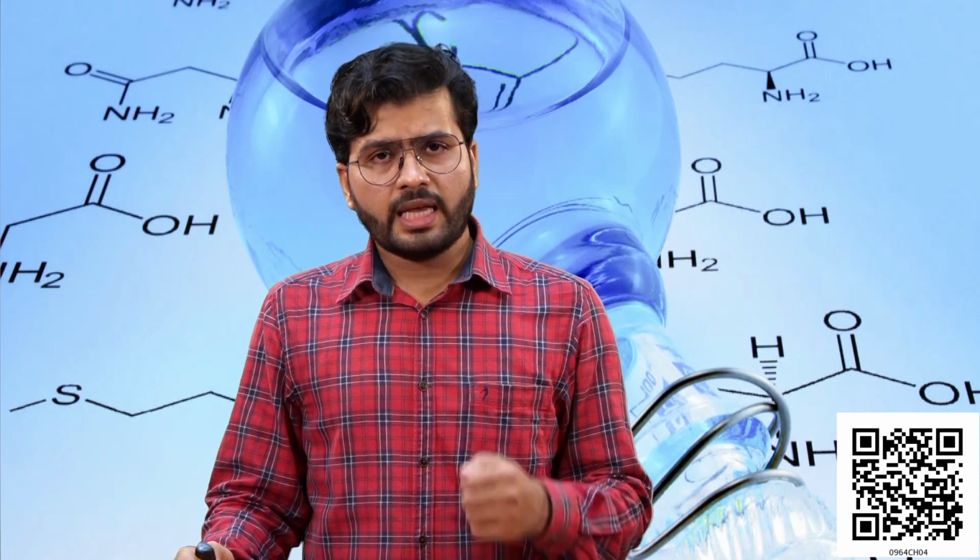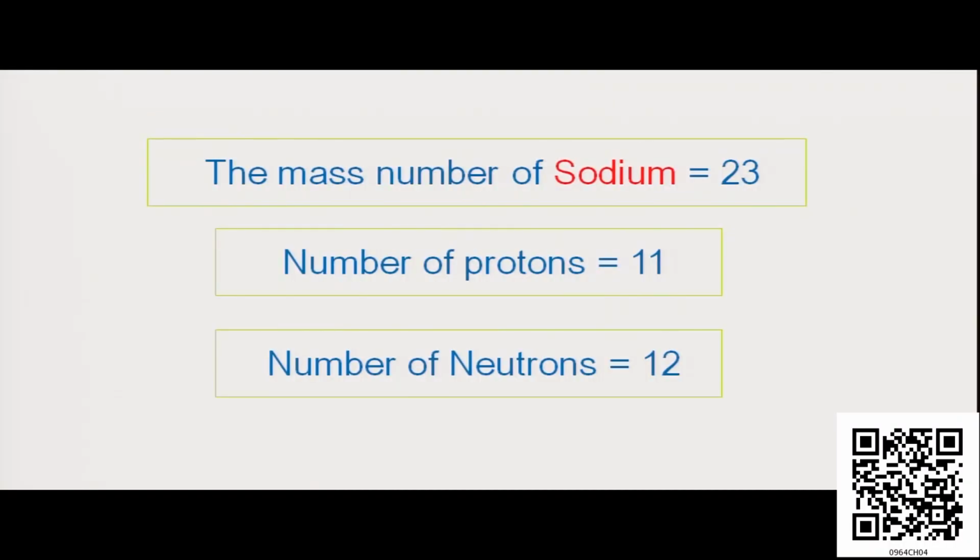We will take another example so that we can understand the concept of mass number much more clearly. The atomic number of sodium is 11. That means the number of protons is 11. But the mass number of sodium is 23. What does that mean? Protons are 11, mass number is 23. That means 23 minus 11 gives the number of neutrons, 12. So, we can conclude here that the mass number of sodium is 23 and it contains 11 protons and 12 neutrons in the nucleus.